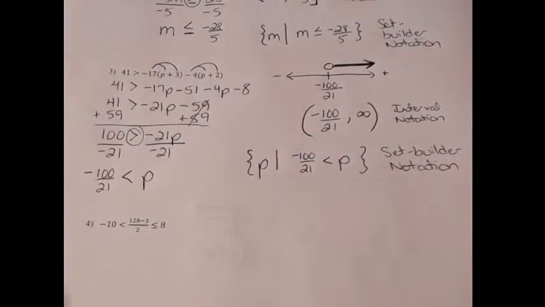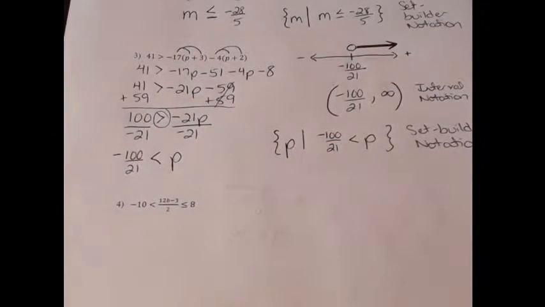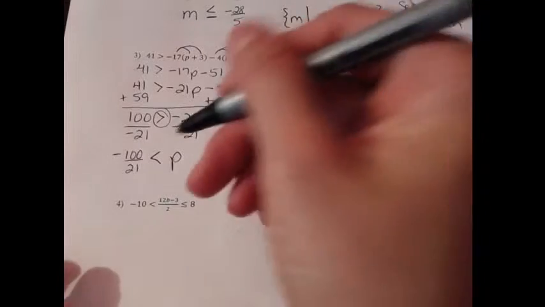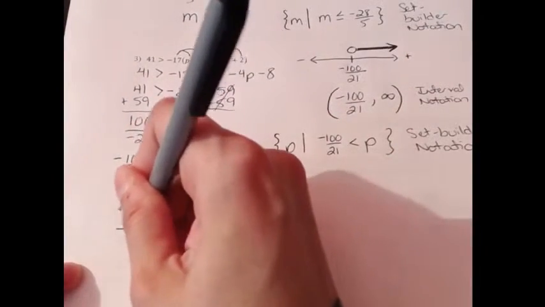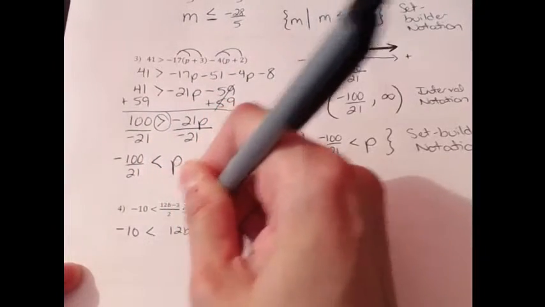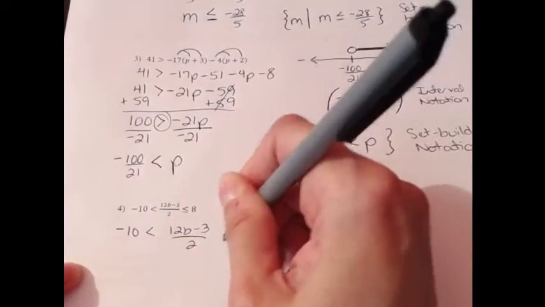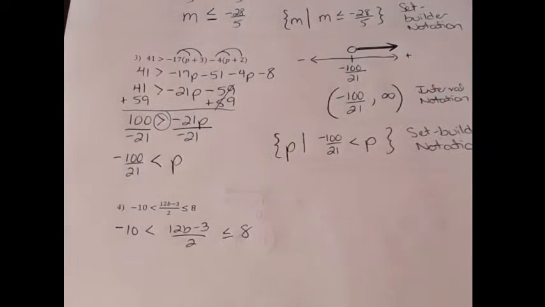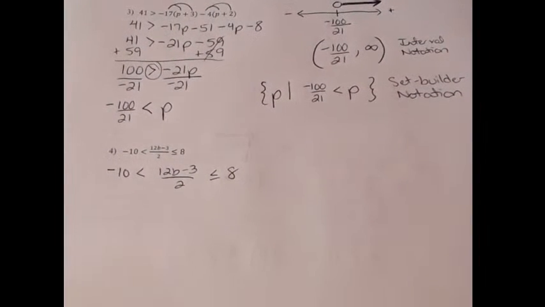So negative 10 is less than (12b minus 3) over 2 is less than or equal to 8. Now, one of the first things we learned a long time ago was that when we have an equation with fractions, we can multiply by our lowest common denominator to cancel fractions. Do you remember that? I'm pretty sure you all do. So the first thing we're going to do, and actually I'm just going to rewrite the problem so that it's easier to see. I'm literally just spreading this out a tiny bit so that it's easier to visualize exactly what's happening.